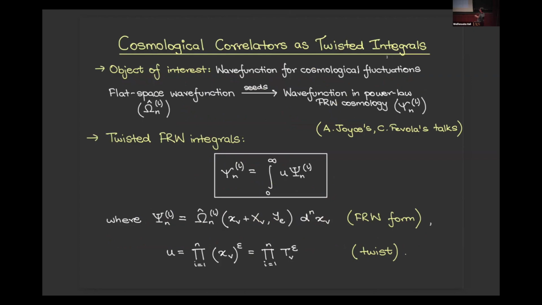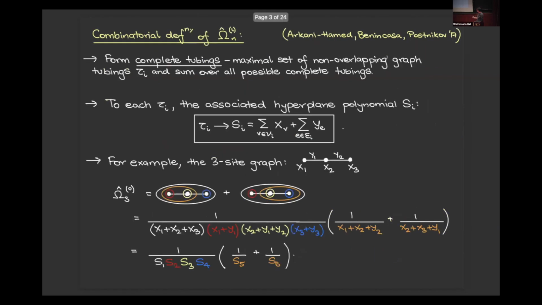The central objects of interest in this talk will be these so-called wave function coefficients in a power law FRW cosmology. And as we've already learned from the fantastic talks on Tuesday by Austin and Claudia, these cosmological wave function coefficients are represented as certain twisted integrals. The universal integrand making up these twisted integrals will be these differential n-forms, which we call the FRW form, made out of shifted flat space wave function coefficients, which I denote by omega hat. Multiplying this FRW form is a multi-valued function u called the twist. And the twist is constituted out of the integration variables x raised to the parameter epsilon, which encodes information about the cosmology. So the first step is to compute omega hat.